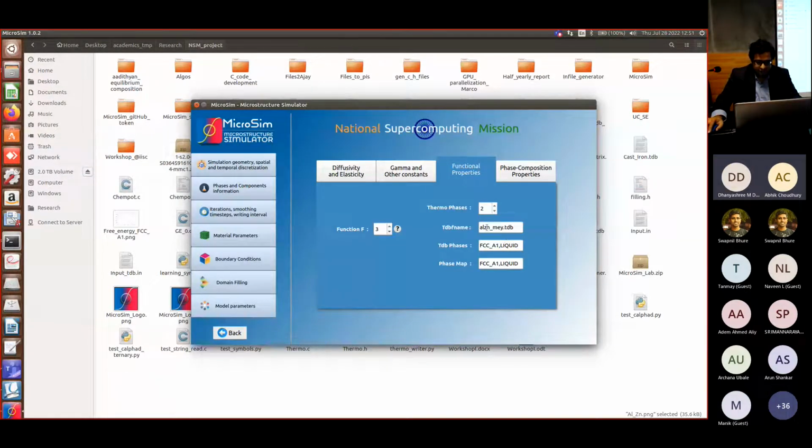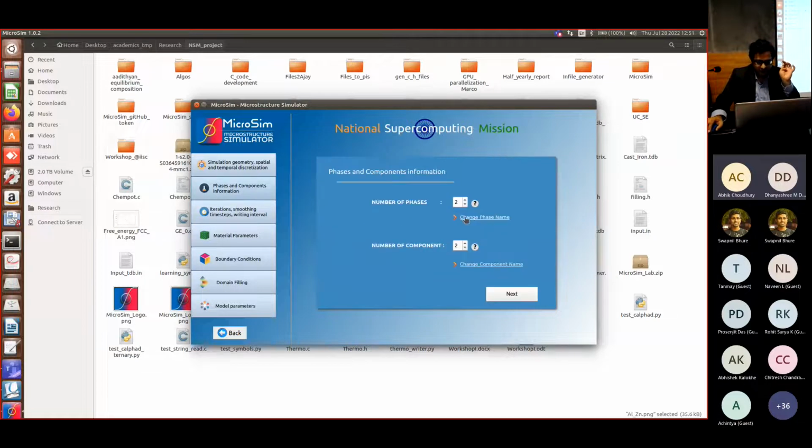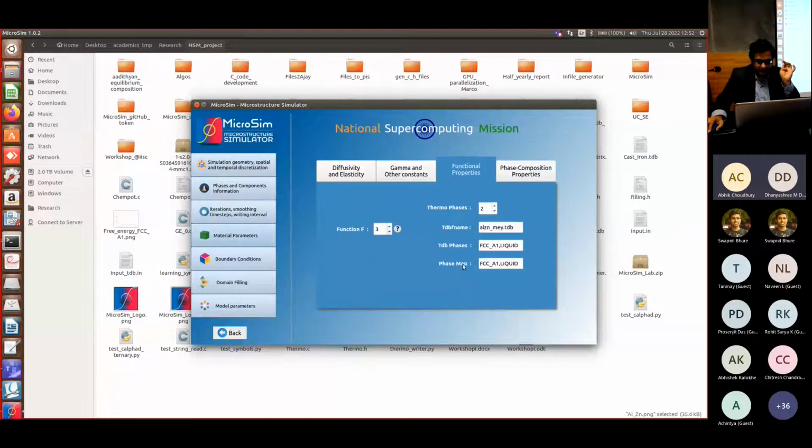So I'm going to choose the TDB, which is aluminium zinc, because this is where I'm going to read the information from. FCC A1 and liquid, FCC, and this is essentially telling you the phase map. What is this phase map? Phase map tells you these are the thermodynamic phases. You had inputted 2 phases, alpha and liquid, before, which are your phase components here. You see these are the phases you put in, alpha and liquid, right? So what is alpha corresponding to thermodynamically and what does liquid correspond to thermodynamically is what is given over here.